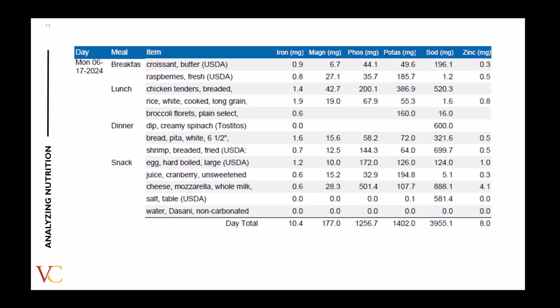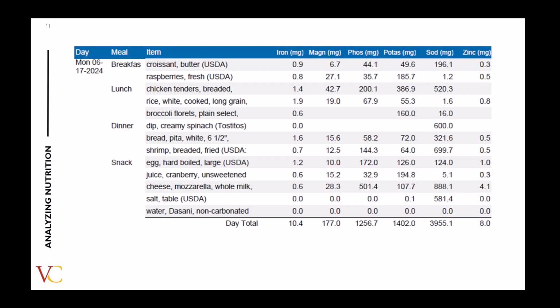So after looking at her meal, we noticed that her shrimp was high in sodium. But what if we want to know if that is the highest source of sodium she consumed? Then we could look at the reports to see which foods have the most sodium. On the screen, you can see a nutrient breakdown for each food and how much iron, magnesium, phosphorus, potassium, sodium, and zinc are in each of those foods.